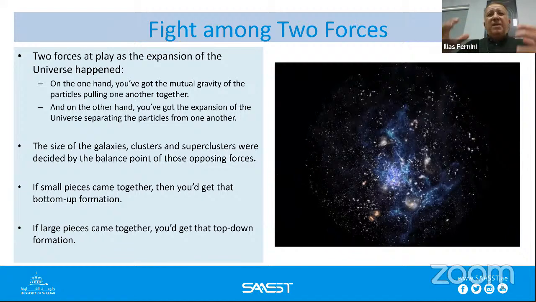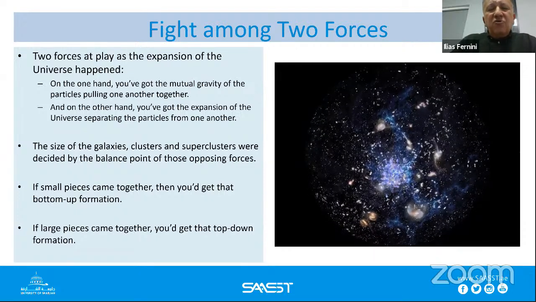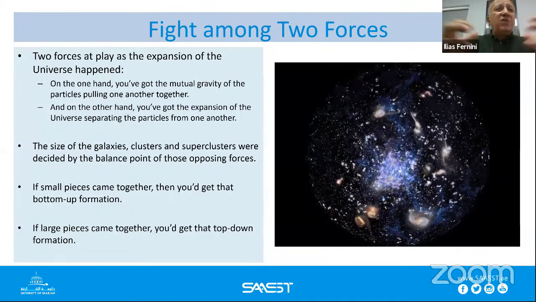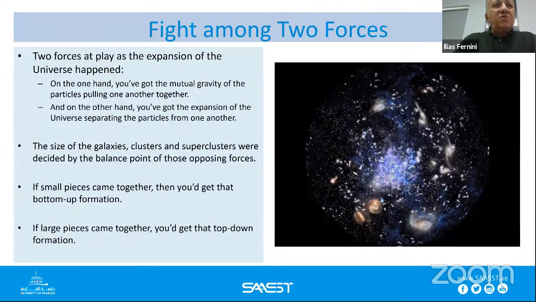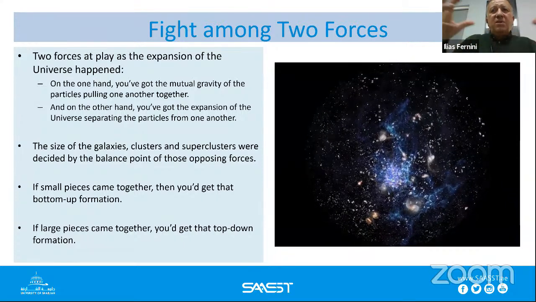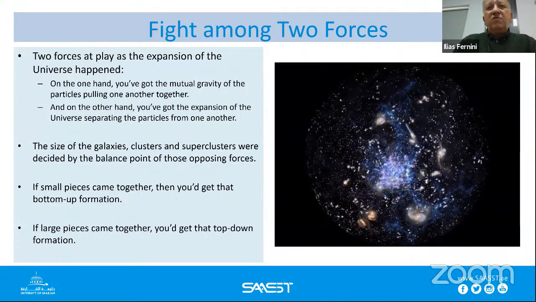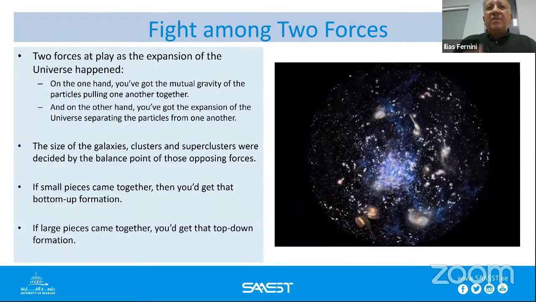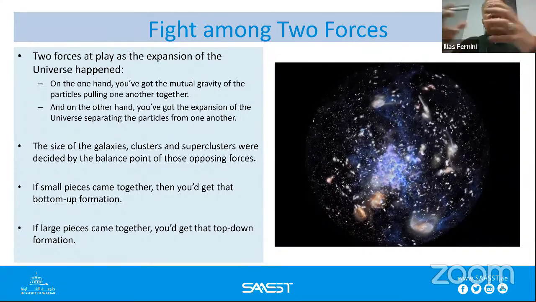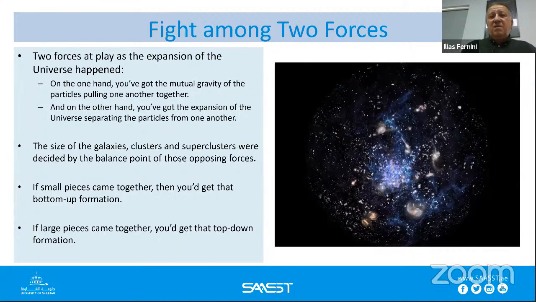Well, at the beginning of this fluctuation, there was some kind of fight between two forces. The universe was expanding. So on one hand, the universe is expanding. On the other hand, you have the mutual gravity of particles pulling one against another. So you have two forces, one that repulses and one that attracts. And it is all about these two forces. Which one is bigger than the other? As the observations show, the size of the galaxies, clusters and superclusters was decided by the balance between these two opposing forces.